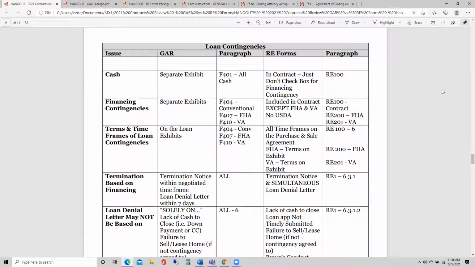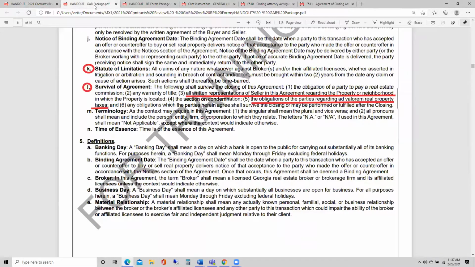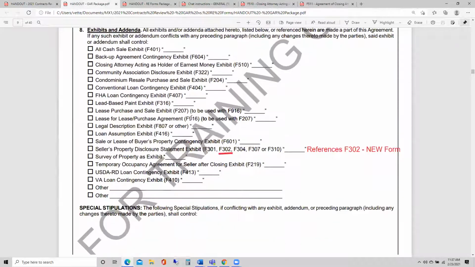So in the GAR contract package, if there is no loan involved, no loan contingency, just all cash, GAR does have a separate exhibit that is an all cash exhibit. If you are representing a buyer, you're not required to use it. If you do not include any other financing contingency, it is all cash anyway. It's just that a seller might want to see, let me show you this.